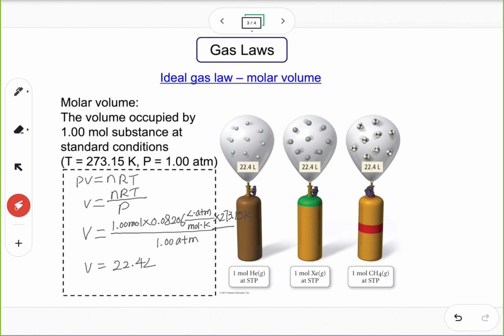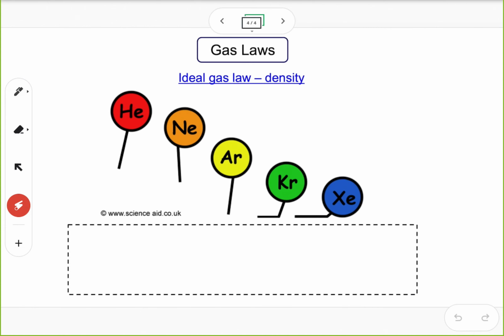Okay, so it's quite interesting to see that different gases will have the same volume when you are talking about the standard conditions. All right, so this is molar volume. Now let's take a look at density. We know different gases will have different density. And this picture shows us helium. You can use helium to inflate the balloon, and the balloon can float and fly around.